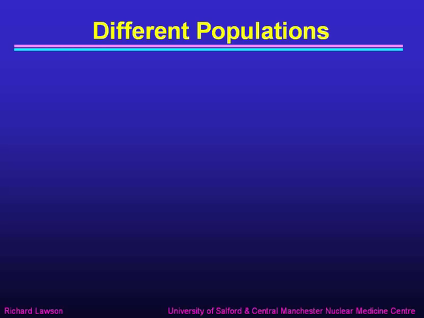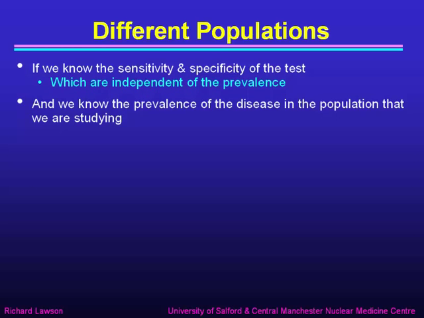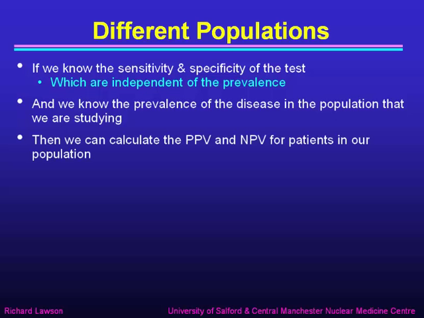The other thing I want to talk about is what happens if we have different populations. Because if we know the sensitivity and specificity of the test, and remember that we've already seen that sensitivity and specificity are independent of prevalence, and we know the prevalence of the disease in the population that we are studying, then we can calculate the positive predictive value and the negative predictive value for patients in our population. In other words, we can combine the known sensitivity and specificity of the test with the prevalence of disease in our population to work out the positive and negative predictive values for our population.